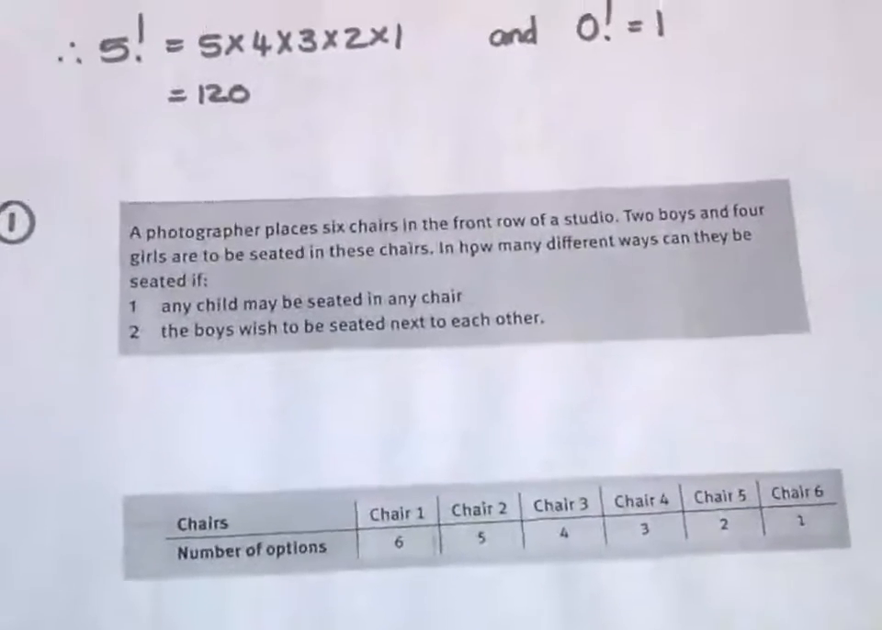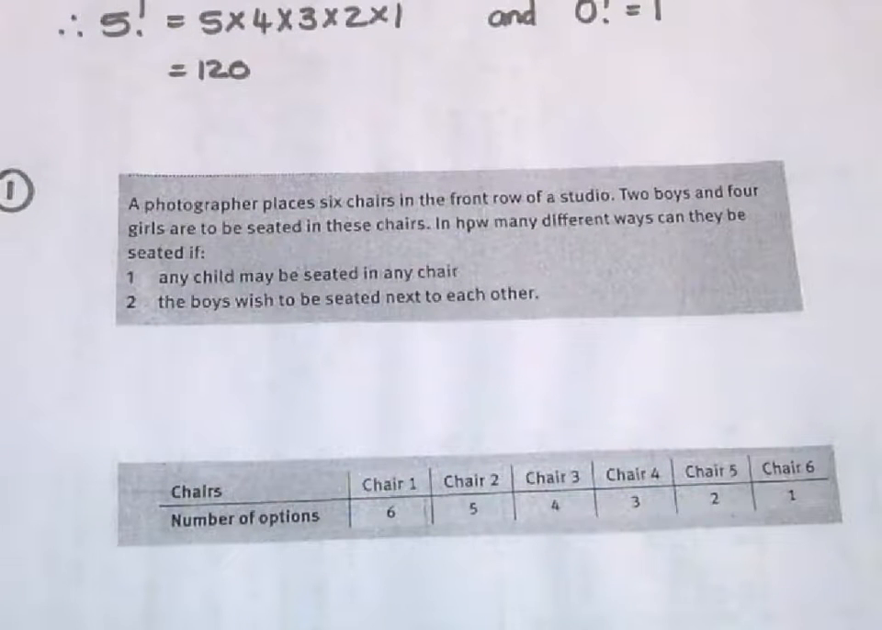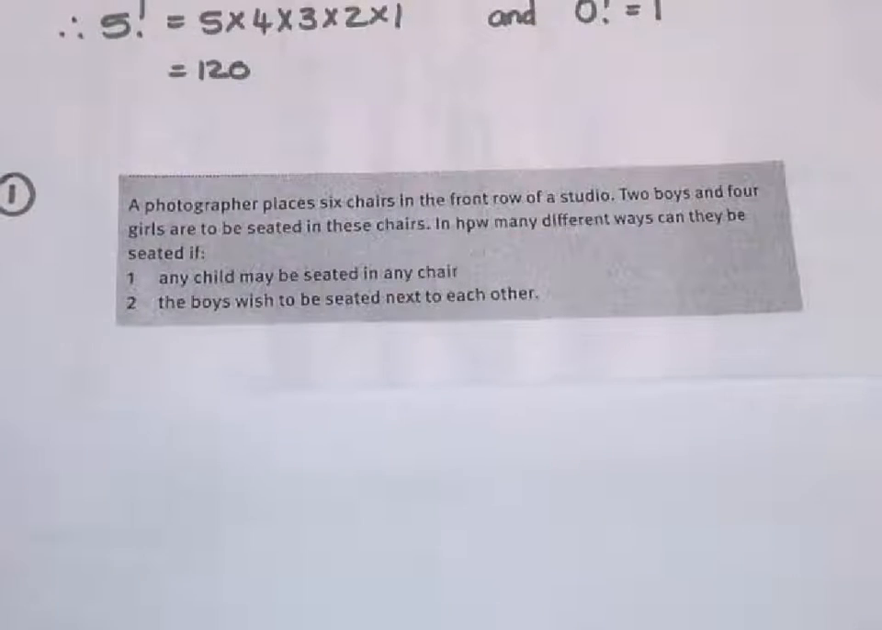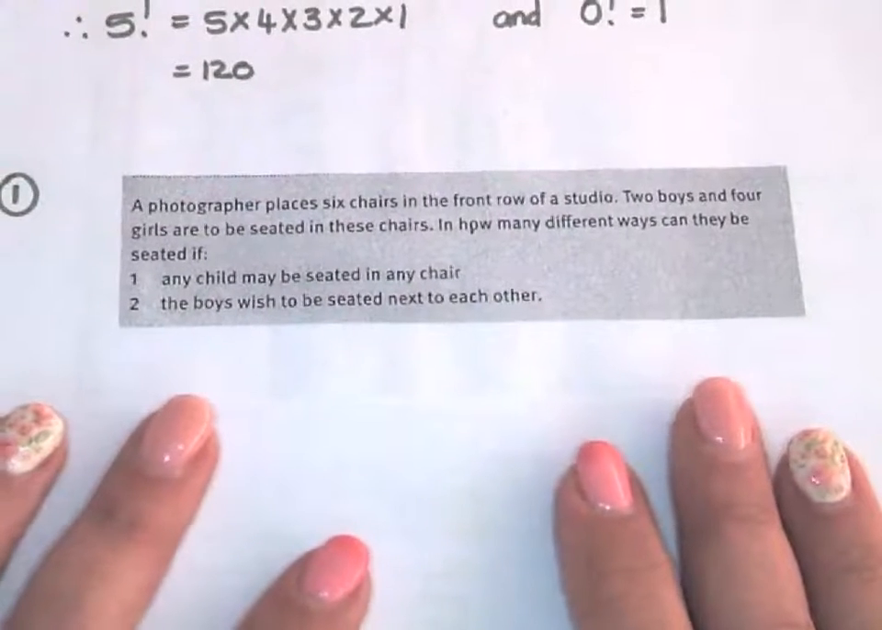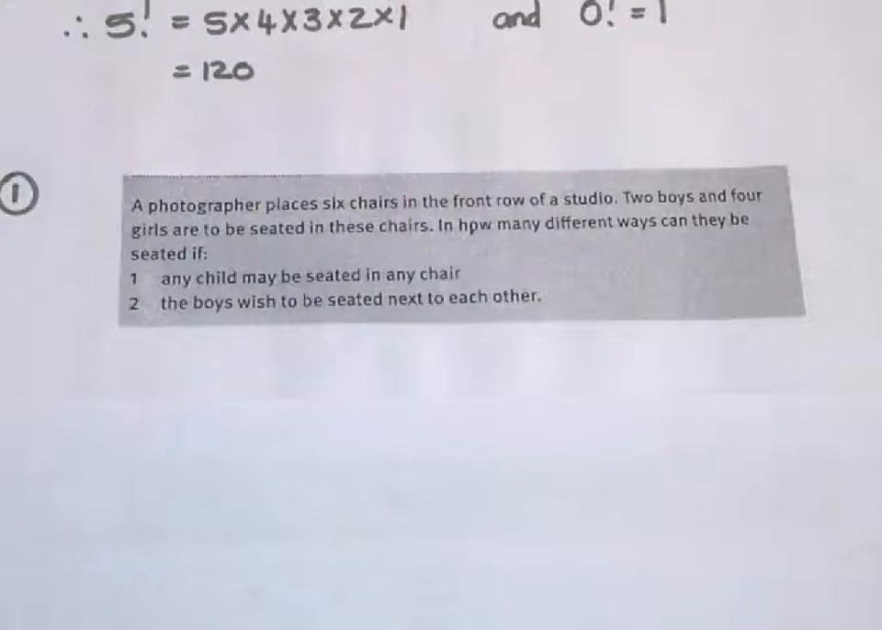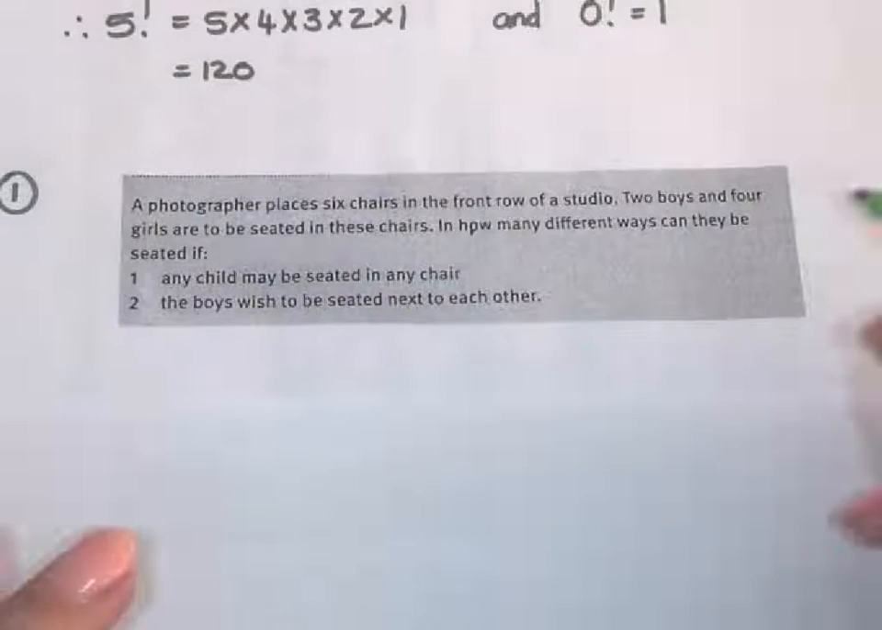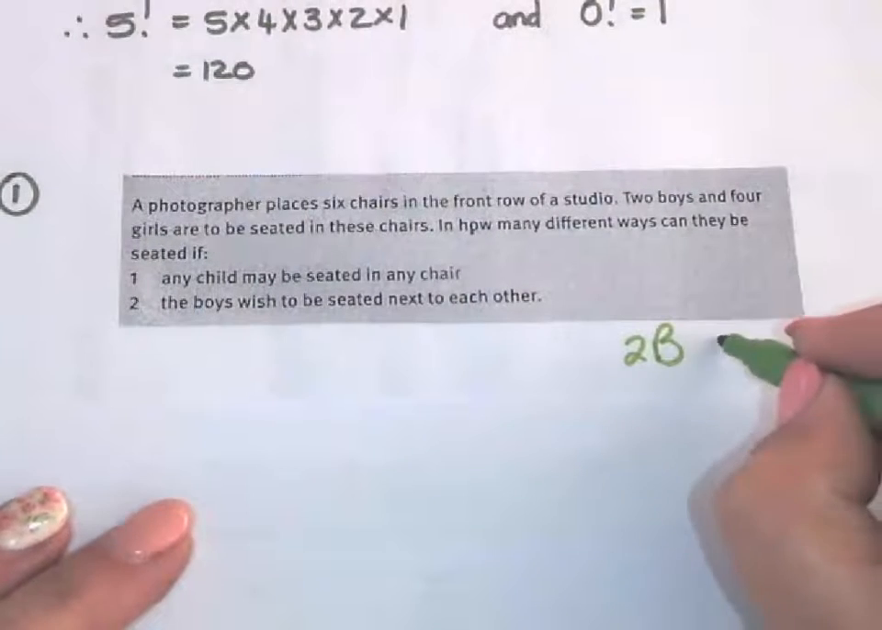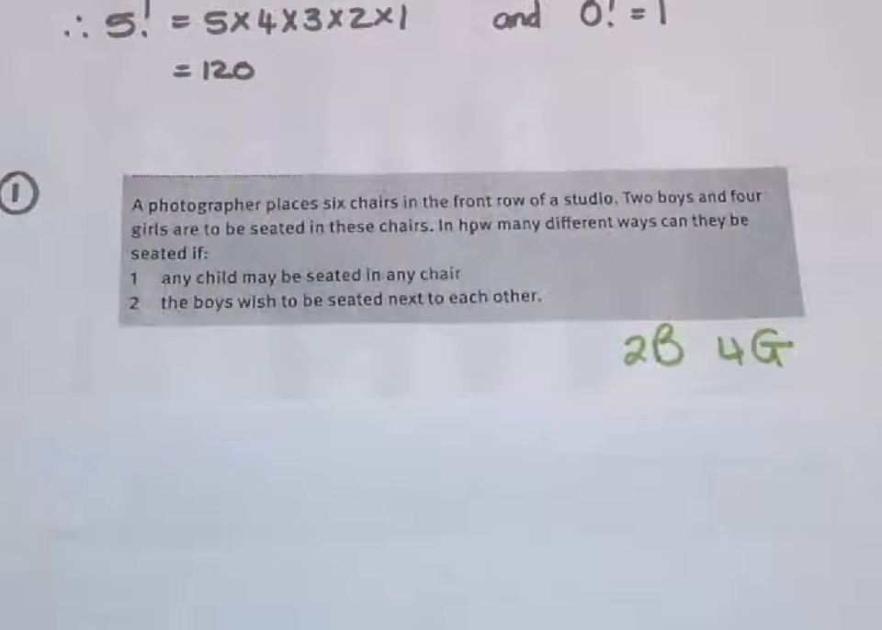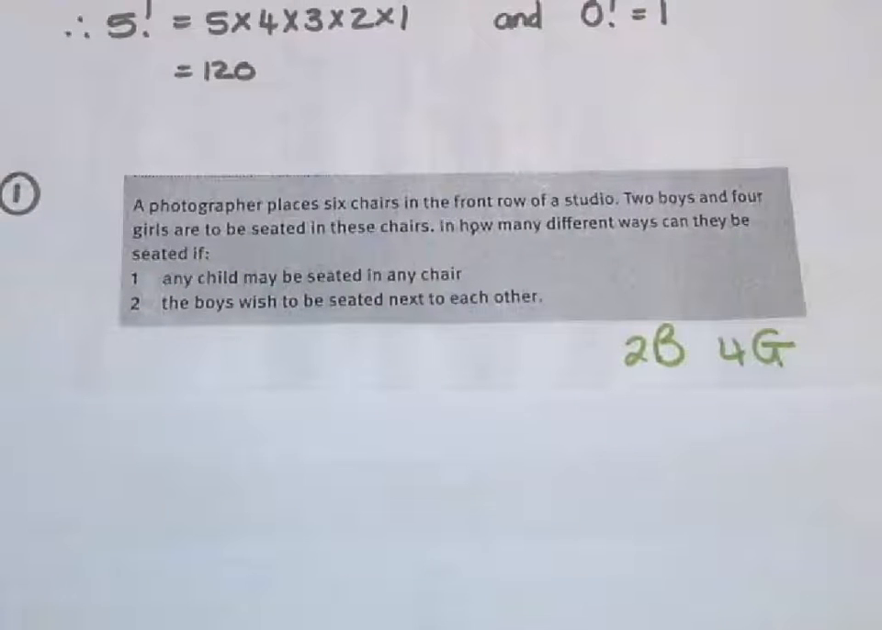Let's look at an example. A photographer places 6 chairs for 6 children, of which 2 are boys, so 2 boys and 4 girls. He's going to take a photo of these children. If any child can sit in any chair, how many possible combinations will he have?